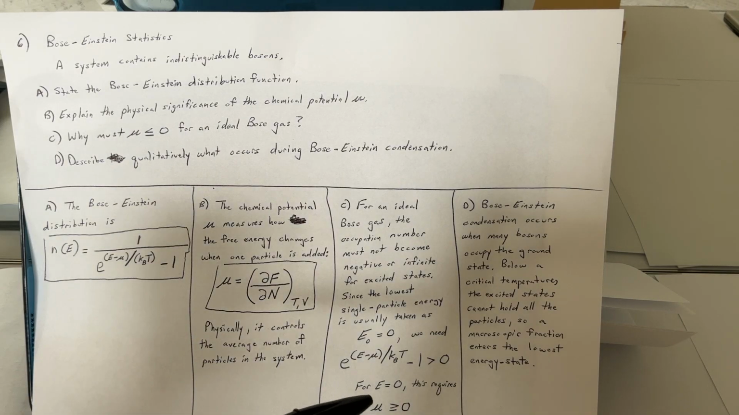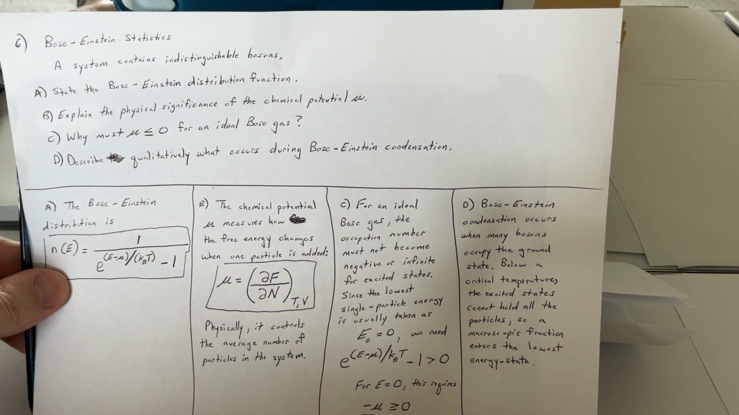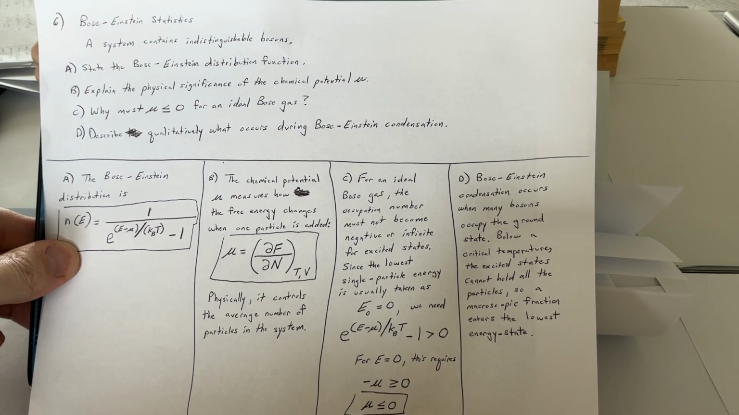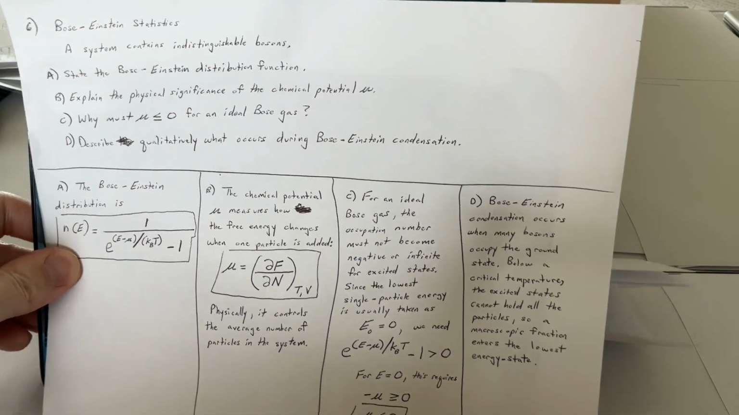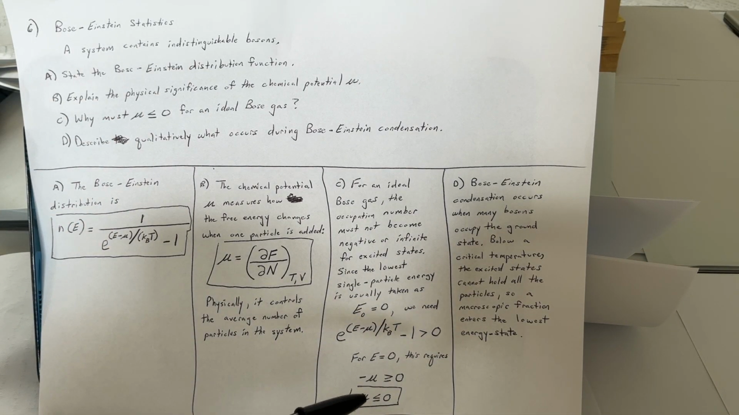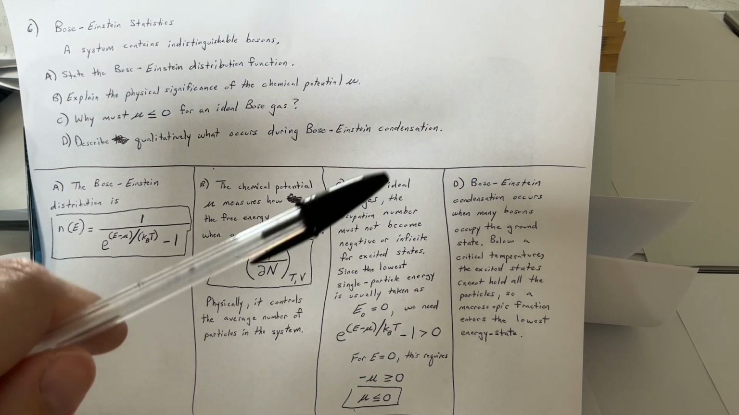So for E equals 0, this requires negative mu greater than or equal to 0. Divide by -1 and flip the inequality, and mu is less than or equal to 0.